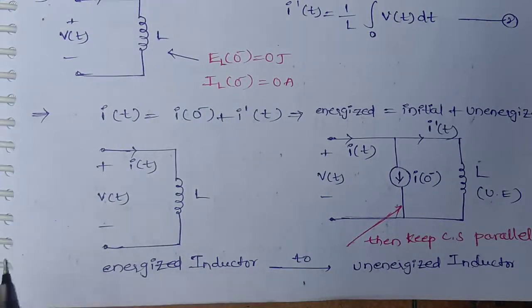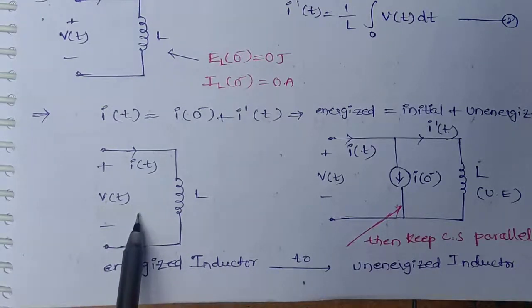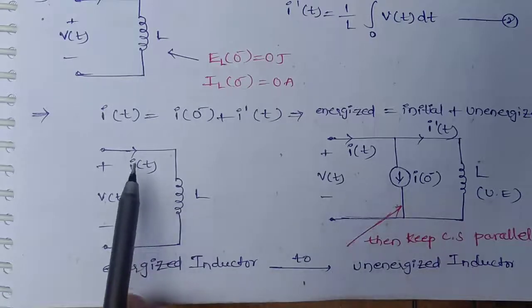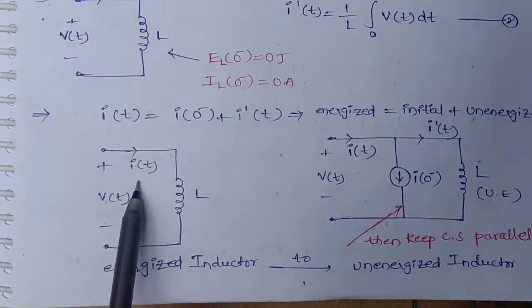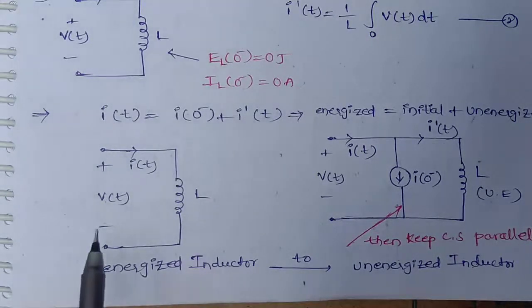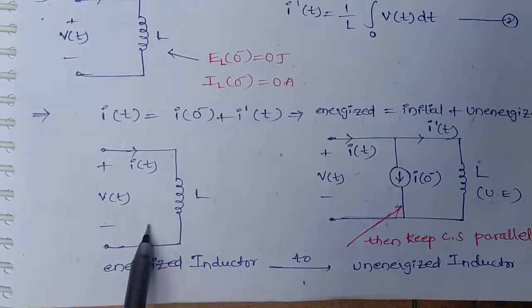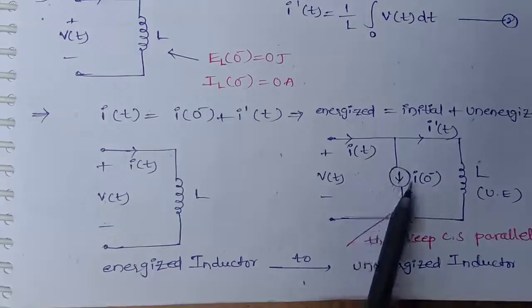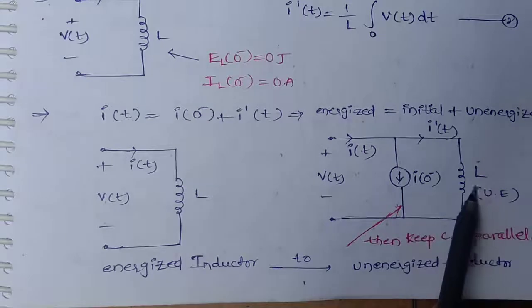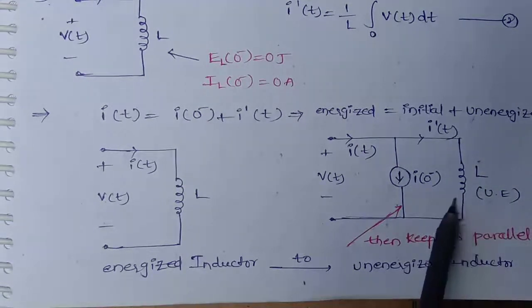Now come to the second point. If I want to convert an energized inductor into an unenergized inductor, what should we do? We need to keep a current source of value equal to the initial current, parallel to this inductor. As you can see in this figure, this is an energized inductor. I am converting it into an unenergized inductor by keeping a current source of value initial current i(0-) parallel to this inductor. Now it becomes an unenergized inductor.